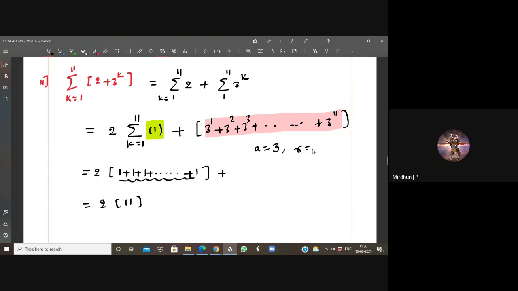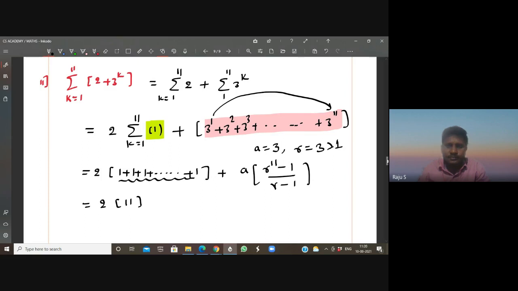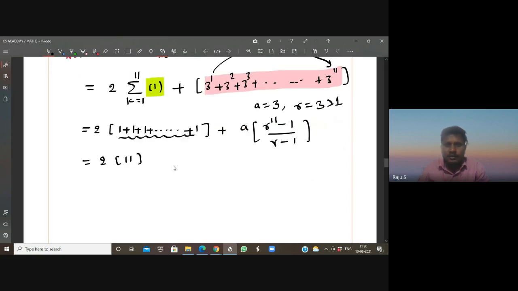Here we can take the GP sum as S n. Right. Here a is equal to 3, the common ratio is 3. Then how many terms are there in total? 1 to 11, nothing but 11 terms, so S11. What is the formula? a into r to the power of 11 minus 1 by r minus 1, because r is greater than 1 here. Understood? So a value is 3, giving 3 into 3 to the power of 11 minus 1 by 3 minus 1.